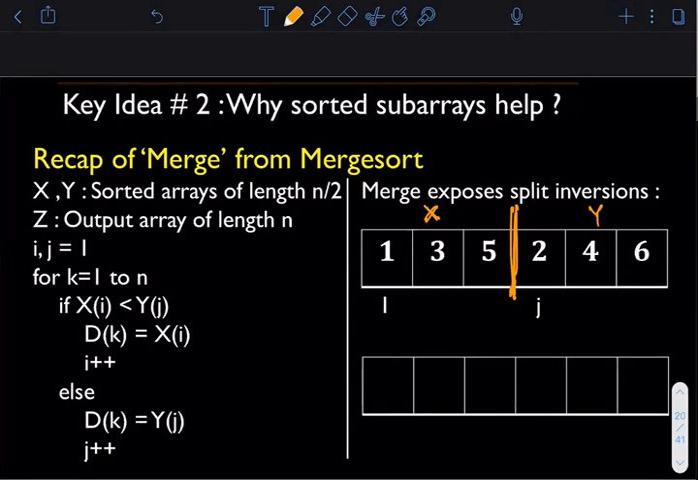Now, how does merge work? I initialize two pointers, at the beginning of the subarray x and at the beginning of the subarray y. One pointer I call i, and the next pointer I call j. And now I just have to use a third array where I'm going to dump the sorted version of the combined array. Remember, I'm just talking about the merge operation of merge sort now, and we will see how counting split inversions can be sneaked into this.